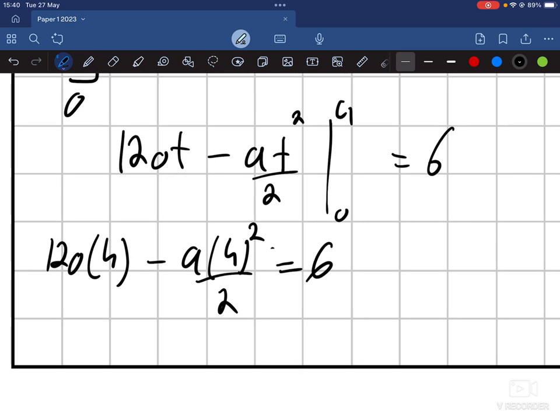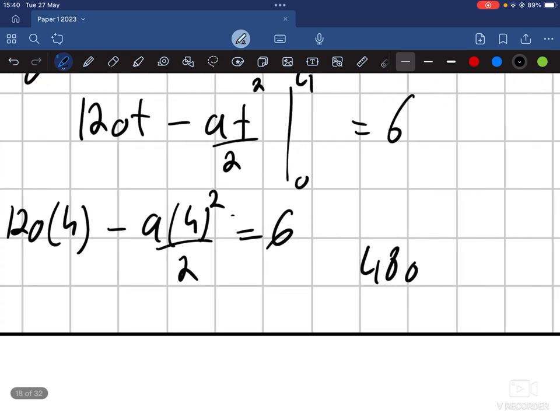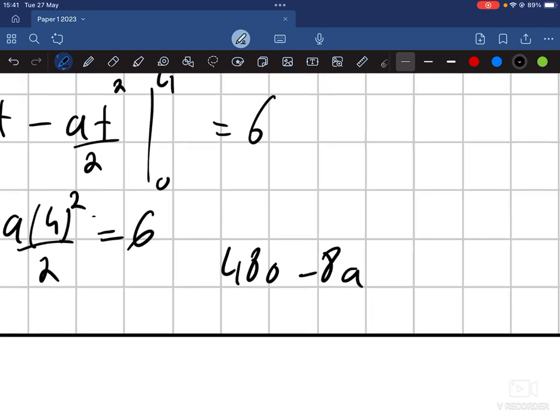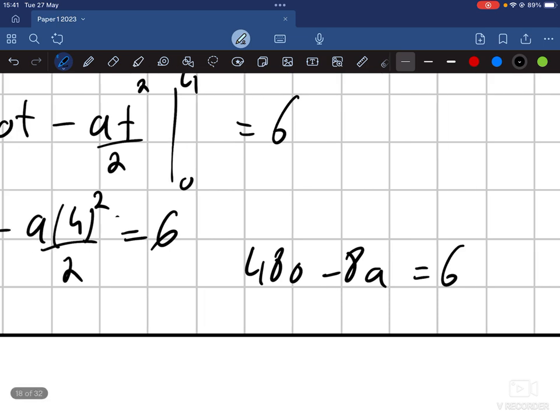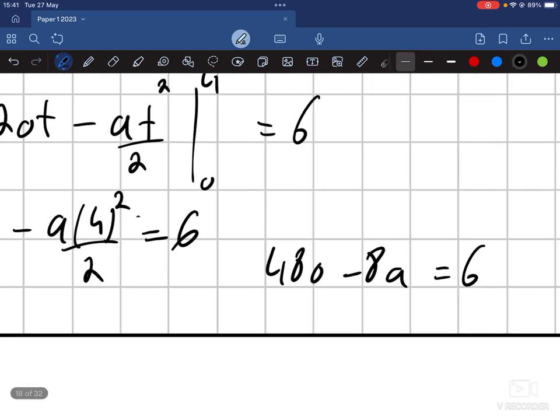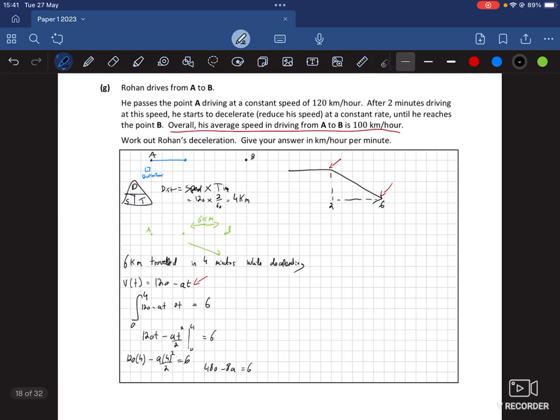So what's 120 multiplied by 4? It's 480. So 480 minus 8a is equal to 16, yeah, that seems right. So 480 minus 16, then divide that by 8. I've just gotten a bigger number. So I'm not right again.